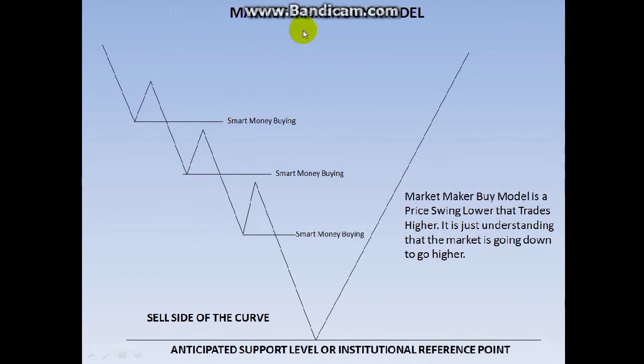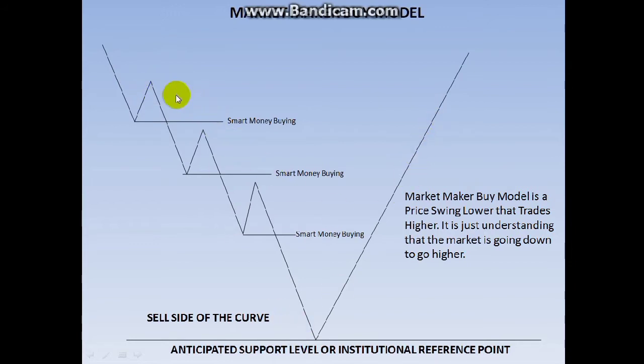Okay, so that brings us to the idea of what a market maker buy model is. A market maker buy model is a price swing lower that trades higher. It is just understanding that the market is going down to go higher. Basically, it is simply price trading down to go up. In other words, for price to accelerate higher, it has to drop in order to go higher.